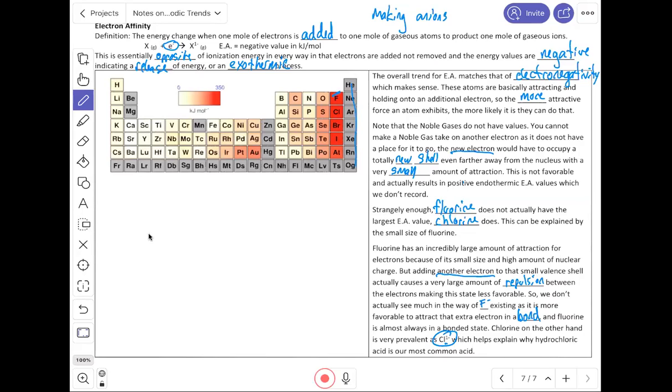So we don't really talk about electron affinity that much, other than the fact that it's opposite of ionization energy and essentially holds the same trend as electronegativity, and that's about it. So that's actually the end of these notes. If anybody wants to snap a picture, I'll give you a second before we switch back over and talk about the last few remaining things for me.